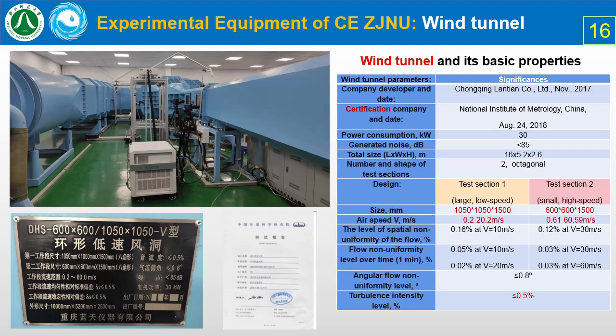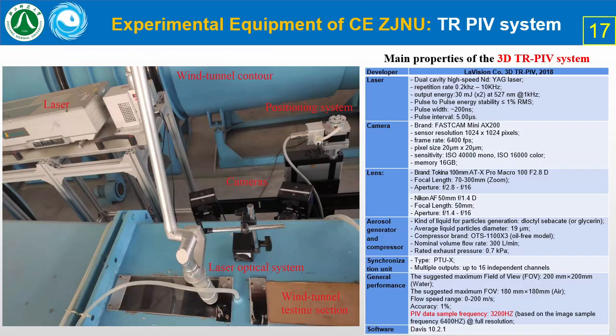Here you can see the certified closed-loop wind tunnel used in our experiments. Its maximum speed is 60 meters per second, and the turbulence intensity level doesn't exceed 0.5%. And this slide illustrates our time-resolved particle image velocimetry measuring system, which allows us to conduct PIV measurements with a physical frequency up to 3.2 kHz.